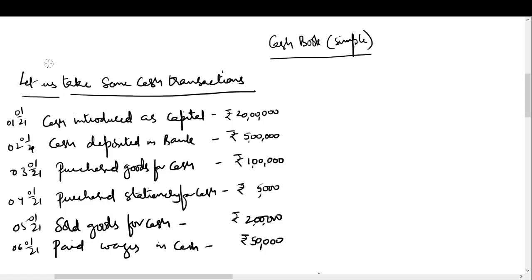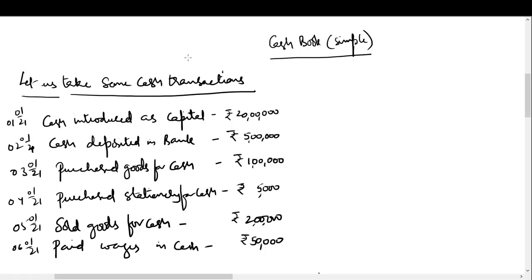Hi, in this video we'll learn about one more subsidiary book. We'll learn about the cash book, a simple cash book. A simple cash book means we are going to learn how cash transactions are recorded in a cash book with only one column, that is the cash column.